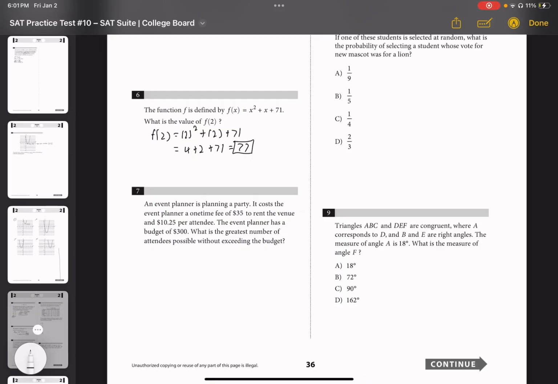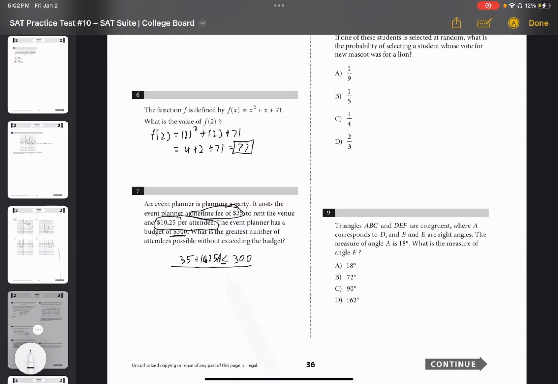Question 7, an event planner is planning a party. It costs the event planner a one-time fee of $35 to rent the venue and $10.25 per attendee. The event planner has a budget of $300. What is the greatest number of attendees possible without exceeding the budget? Well, let's first make an inequality. So we know that the total is going to be less than or equal to $300 since that's the budget. And we know that there's a one-time fee of $35 plus $10.25 per attendee. We'll say attendee is a. So this is your inequality right here.